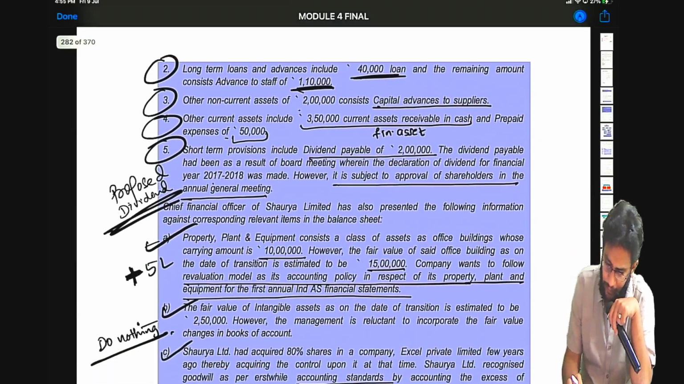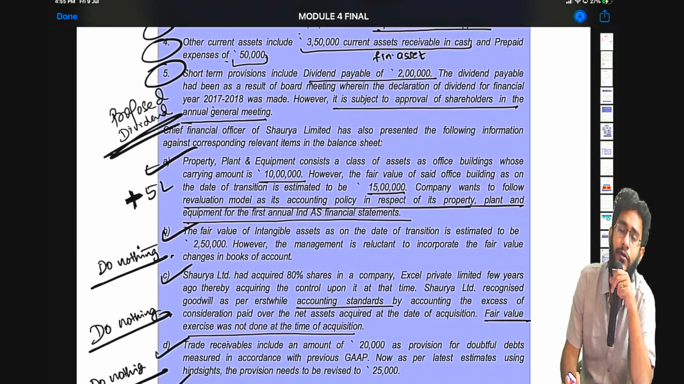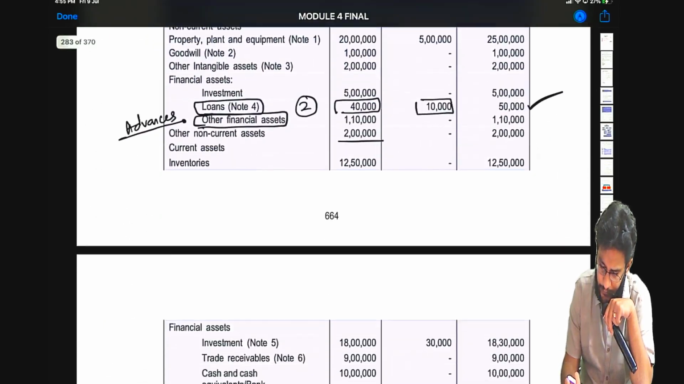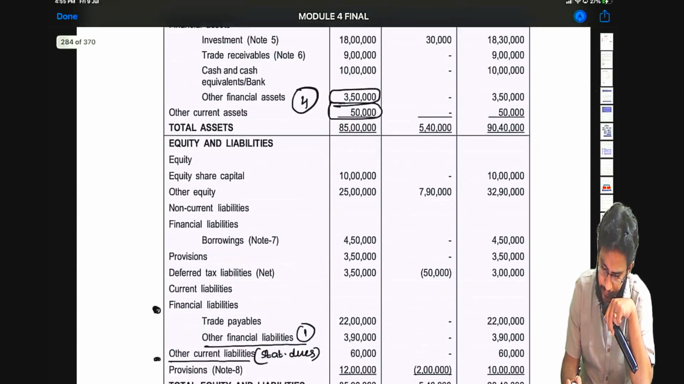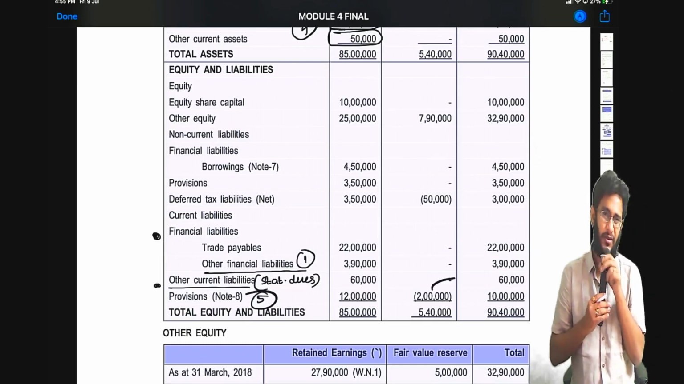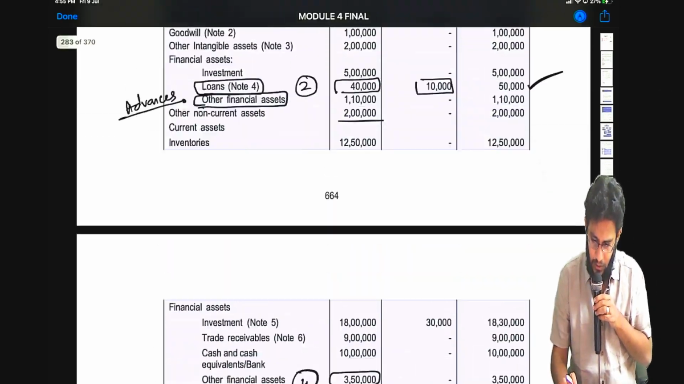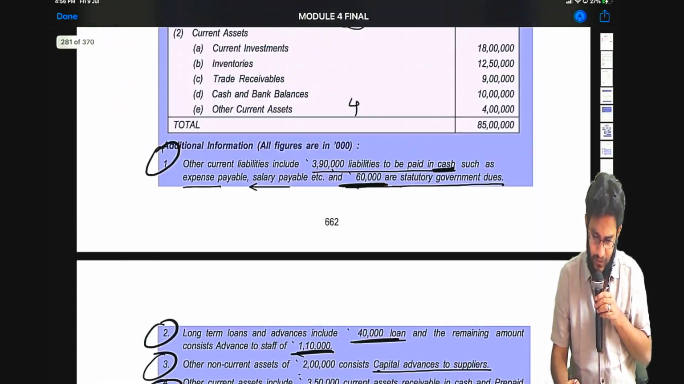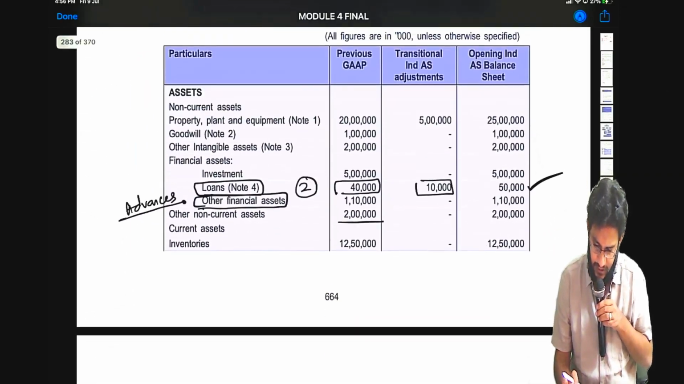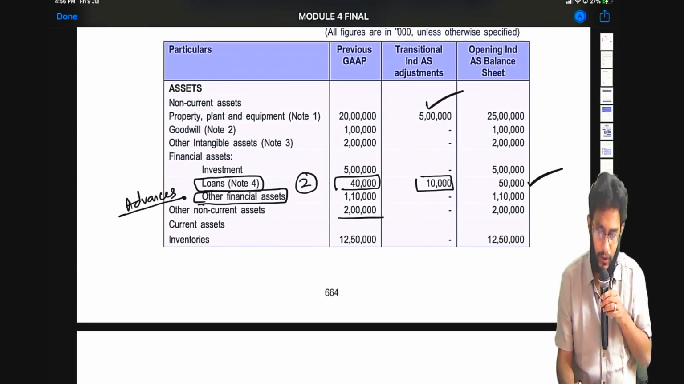Point number 5 is regarding a wrong provision created towards dividend that you have to cancel. So provisions, where are you going? Oh, here. This is your point number 5, where 2 lakhs provision you have removed. So these are the grouping errors. Now coming to the main adjustments. Sir, PPE we asked to add 5 lakhs. Let's see directly. PPE 5 lakhs added. Okay, sir, happy.